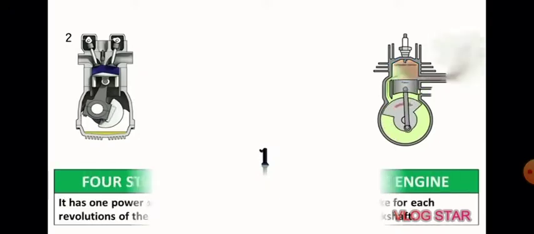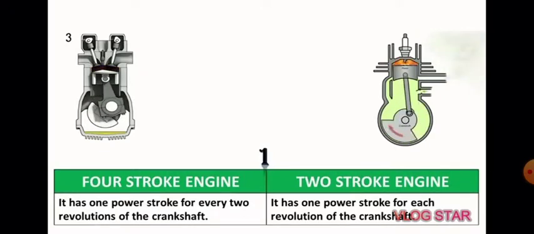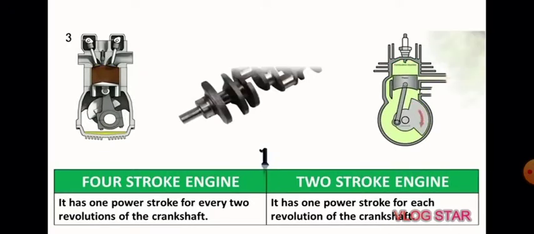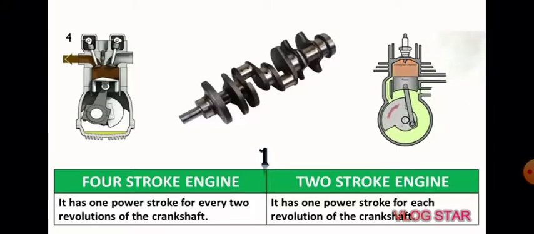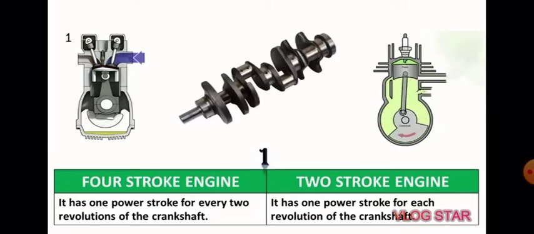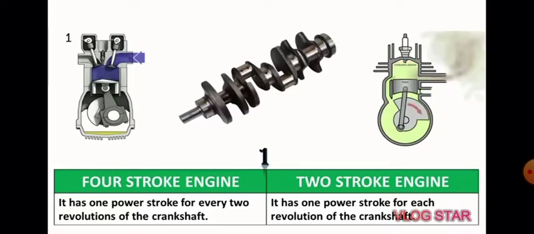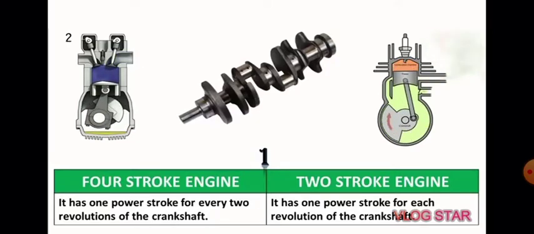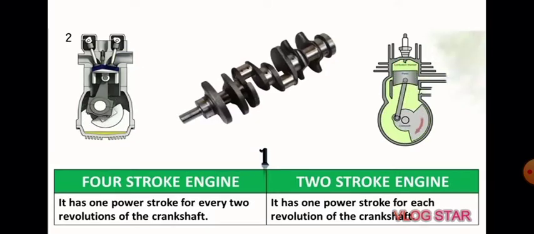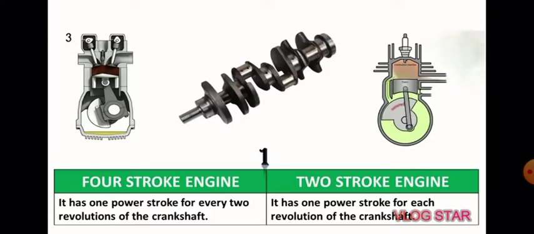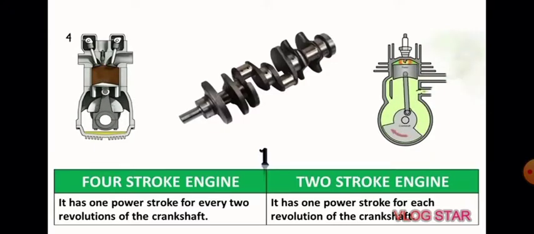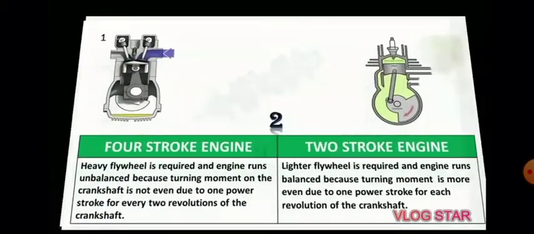Today's topic is differences between 4-stroke engine and 2-stroke engine. A 4-stroke engine has one power stroke for every 2 revolutions of the crankshaft, whereas a 2-stroke engine has one power stroke for each revolution of the crankshaft. You can see in this figure there are 2 revolutions for the crankshaft in case of 4-stroke engine.